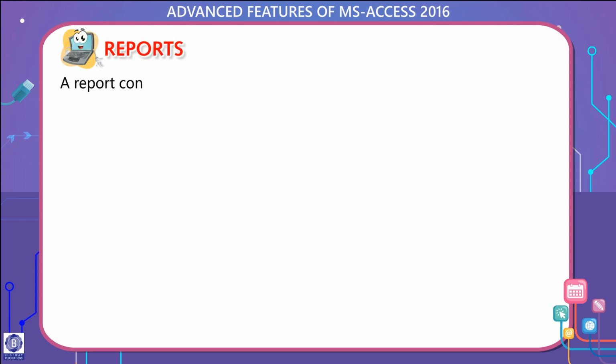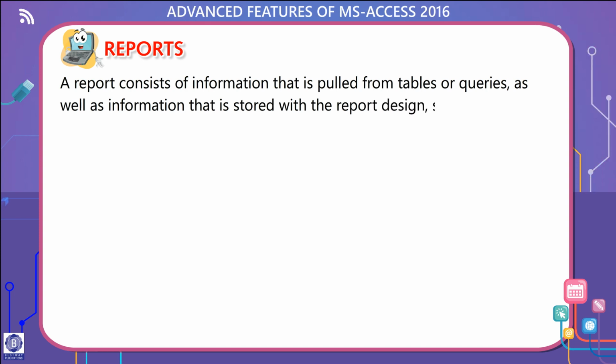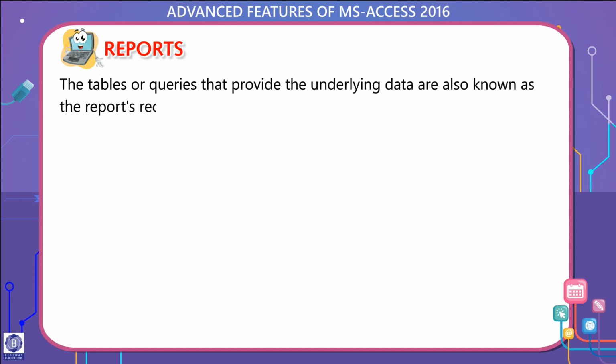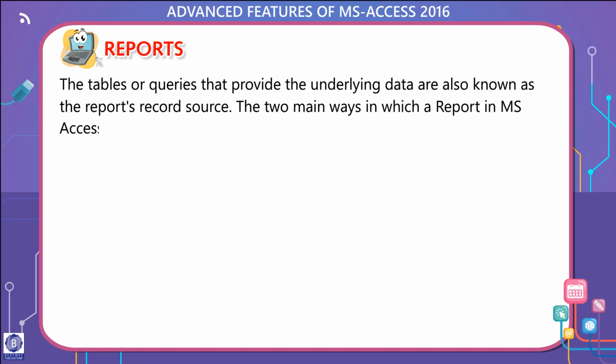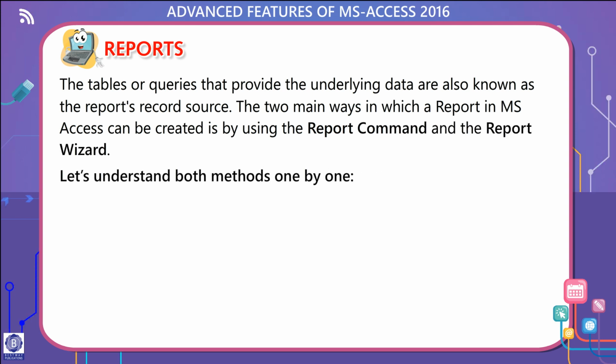Reports. A report consists of information that is pulled from tables or queries, as well as information that is stored with the report design, such as labels, headings, and graphics. The tables or queries that provide the underlying data are also known as the report's record source. The two main ways in which a report in MS Access can be created are by using the report command and the report wizard. Let's understand both methods one by one.